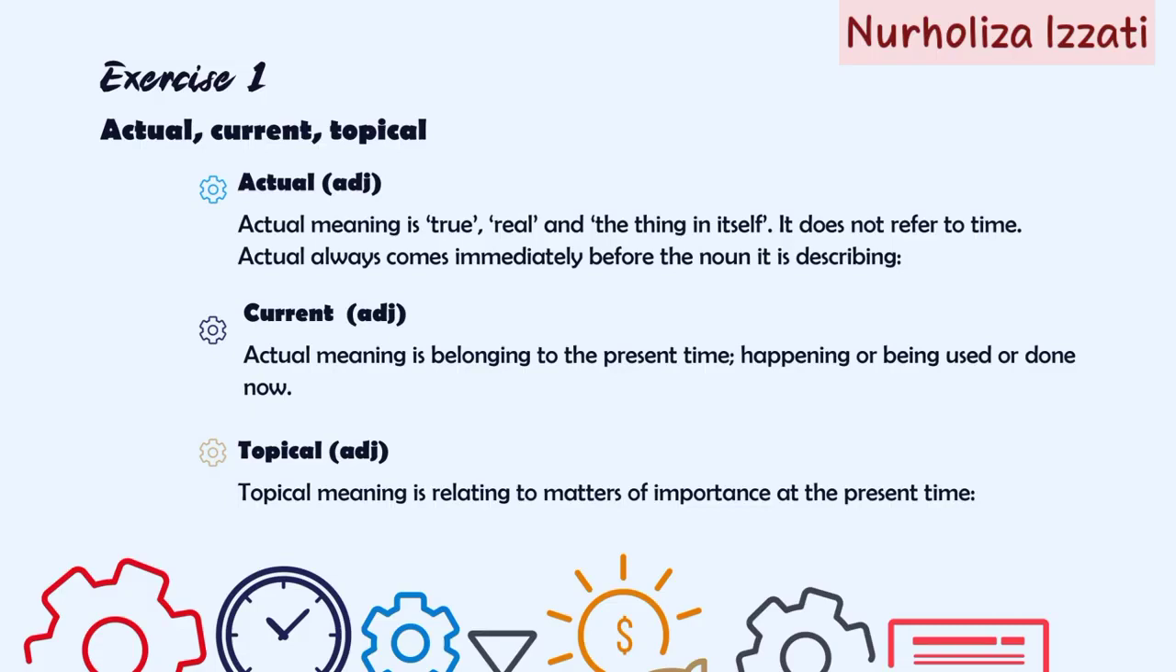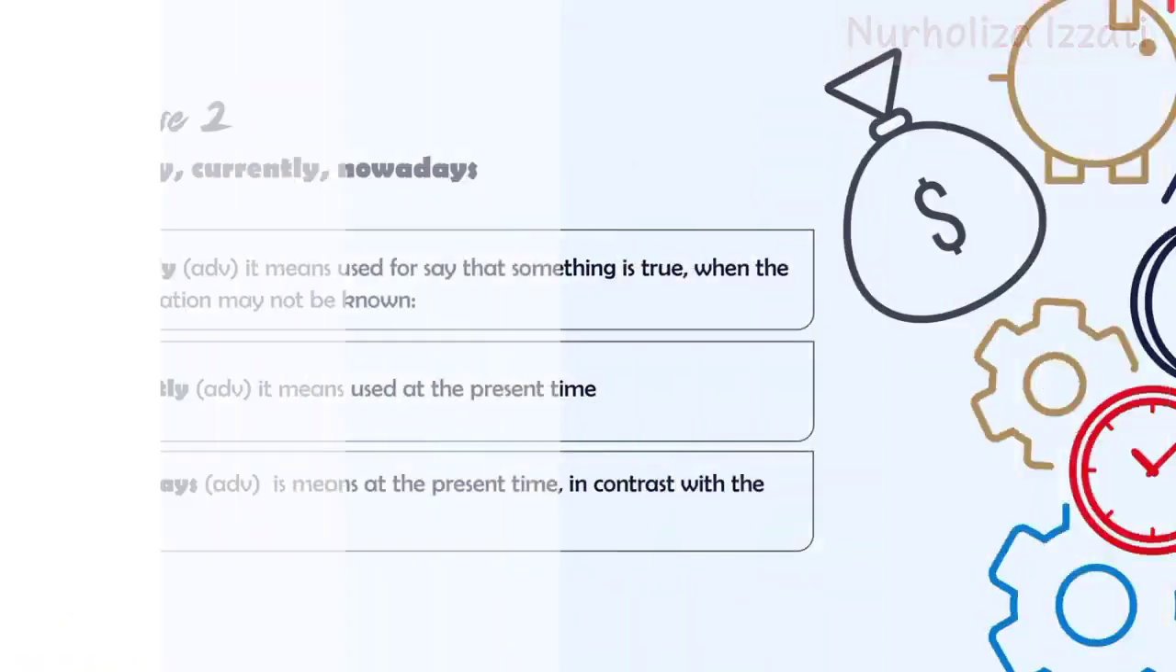Second, current. Current is an adjective. Current means belonging to the present time, happening or being used or done now. Example, I started my current job last year. Third, topical. Topical is an adjective. Topical means relating to matters of importance at the present time. Example, a wide variety of subjects of topical interest.